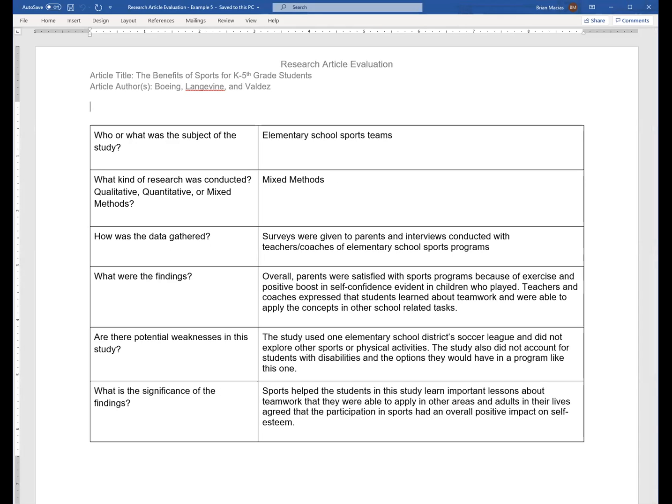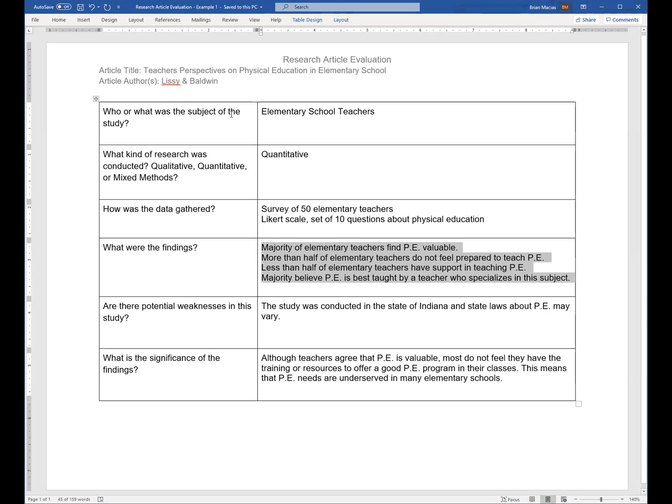Oops, wrong one. Let me try again. Let me find the one we were looking at before. There it is. Okay, so this is the one we were looking at before. The findings say the majority of elementary teachers find PE valuable. More than half of elementary teachers do not feel prepared to teach PE. Less than half of elementary teachers have support in teaching PE, and the majority believe PE is best taught by a teacher who specializes in the subject. So these are all the findings of this survey that they gave.